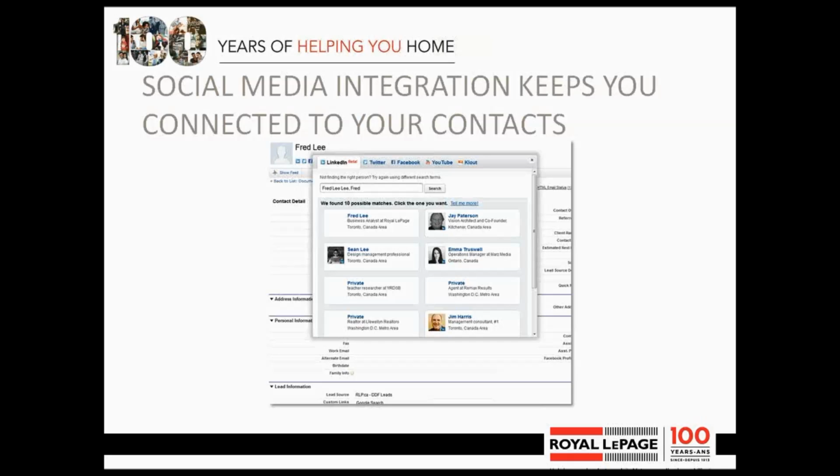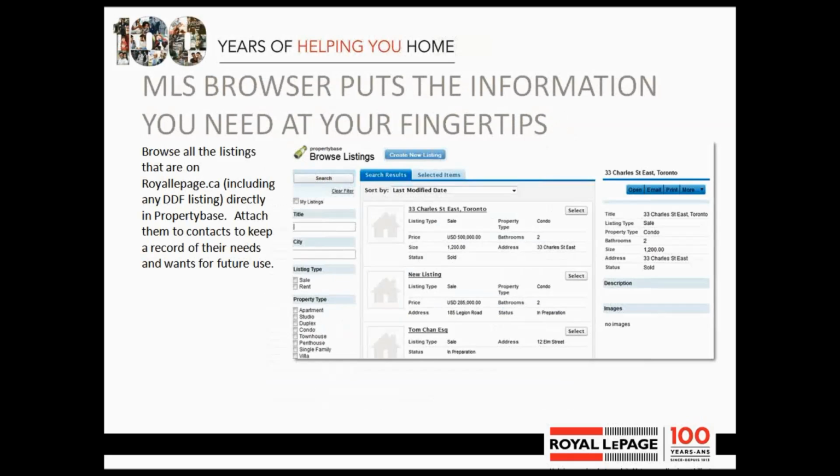If it's a prospect and somebody you don't know, then the system will automatically do searches for their name. So as you see here, Fred Lee is not somebody I have as my contact, so it's doing a search on LinkedIn and finding Fred Lee, the business analyst here at Royal LePage, which means you can do a little bit of customer research when you get a lead in the system.